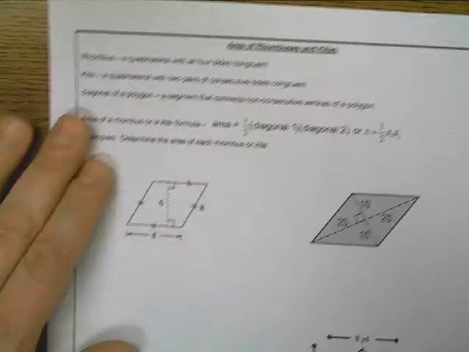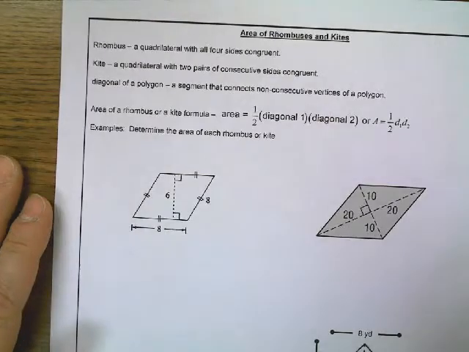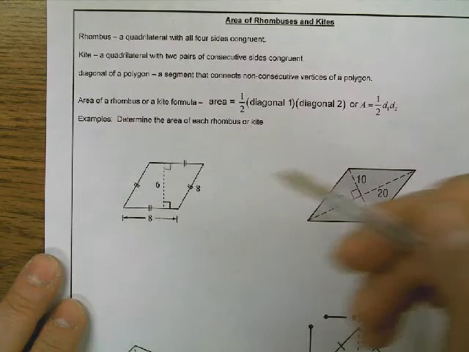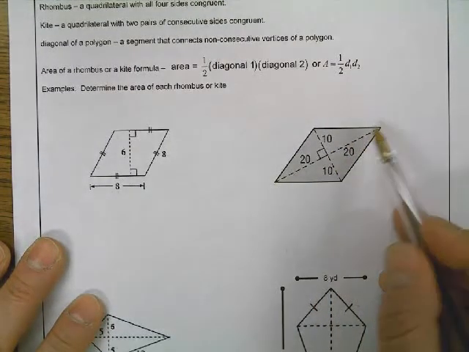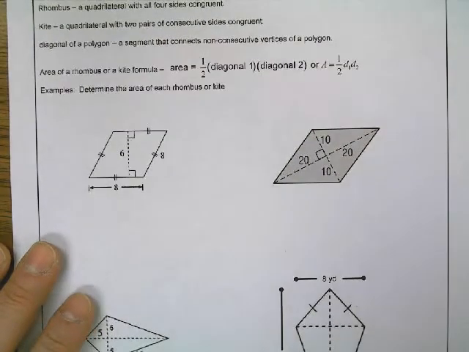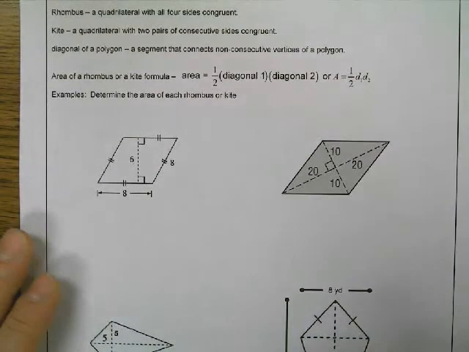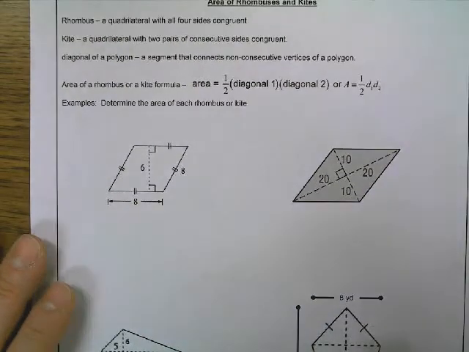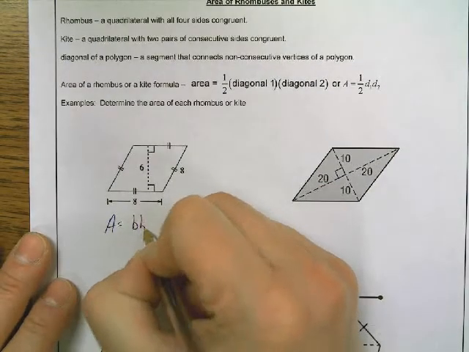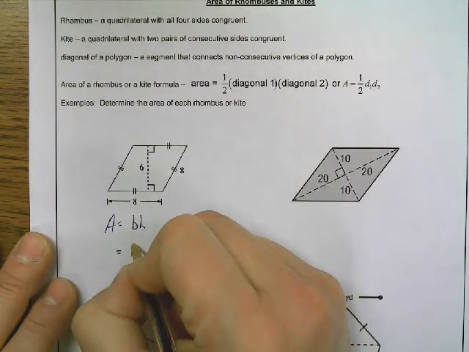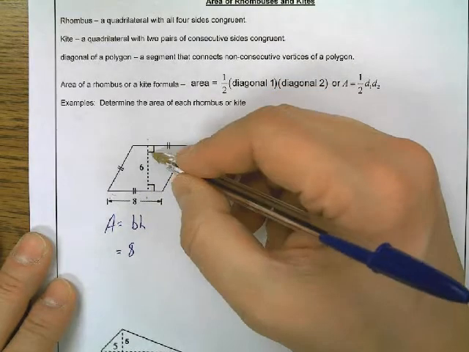So let's look at the first one. Now this is a rhombus because all 4 sides are marked congruent with 2 marks. But I do not have diagonals drawn. If you look over here, here's diagonals. This is a diagonal, and this is a diagonal, but it's not drawn in the first one. So, because I don't have a diagonal drawn, I'm going to use the formula for a parallelogram and say base times height, and that's going to be 8 is the base, and the height is 6 because of the right angles.